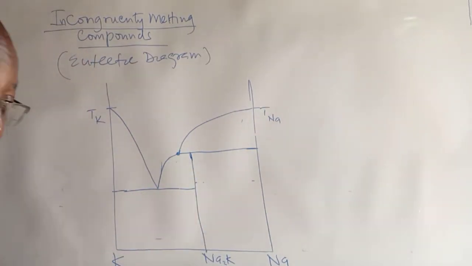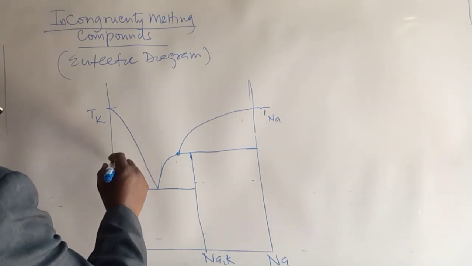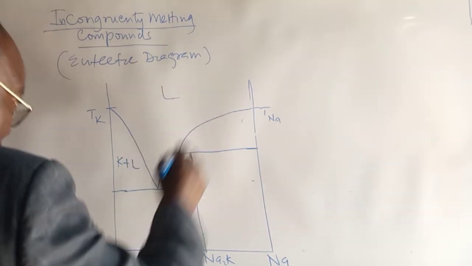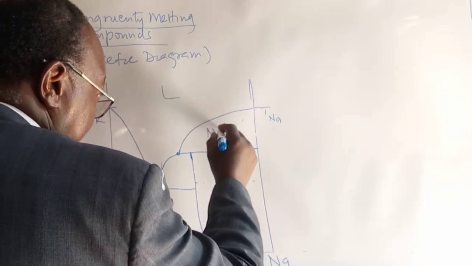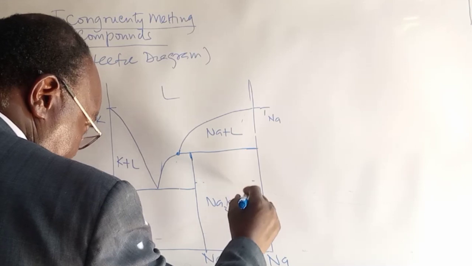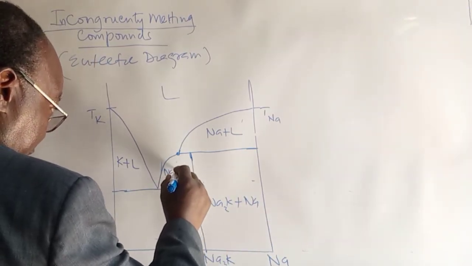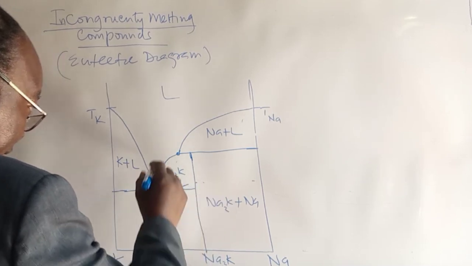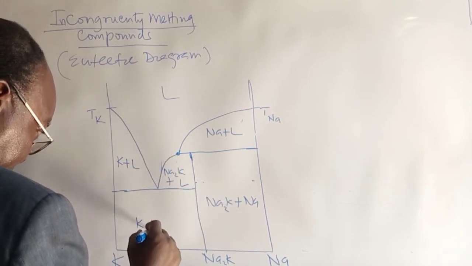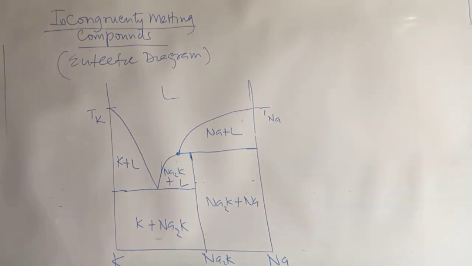One, we now know, if you have been going through our lectures, and I encourage you to look at those lectures. Here we now have potassium plus liquid. We have liquid. We have here sodium plus liquid. Here we have compound plus sodium. Here we have compound plus liquid. Here we have potassium plus Na2K.